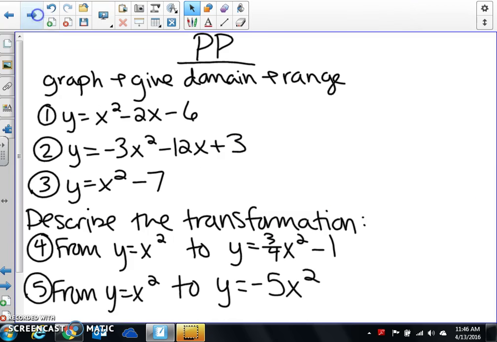All right, here's your practice problems. For 1, 2, and 3, you do need to graph them. We still need to work on graphing. So you need to graph each one and then give the domain and range. And then for 4 and 5, you're just giving me a sentence or two explaining what transformation happened.